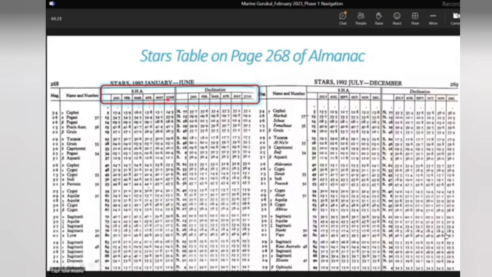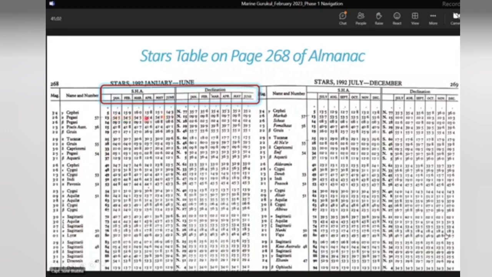You have the SHA given first, later on followed by the declination of the star. Now we are aware that the SHA and declination of the star does not change much. There is a very minute change in the SHA and declination of the stars. They can be practically assumed to be fixed bodies on the celestial sphere. So that's why you see in this particular table, the degree values of SHA is mentioned in the beginning, and the minutes are mentioned under each and every month.